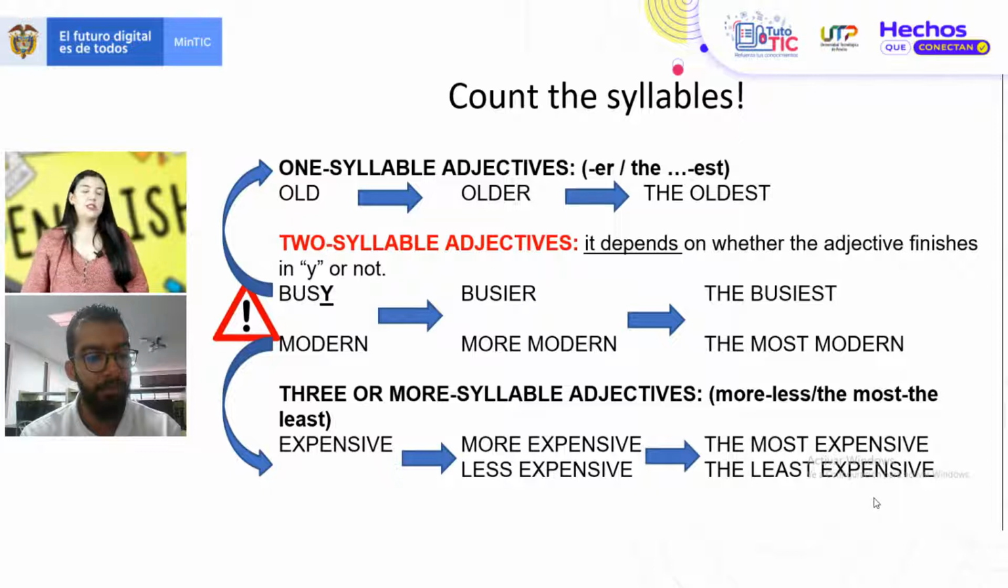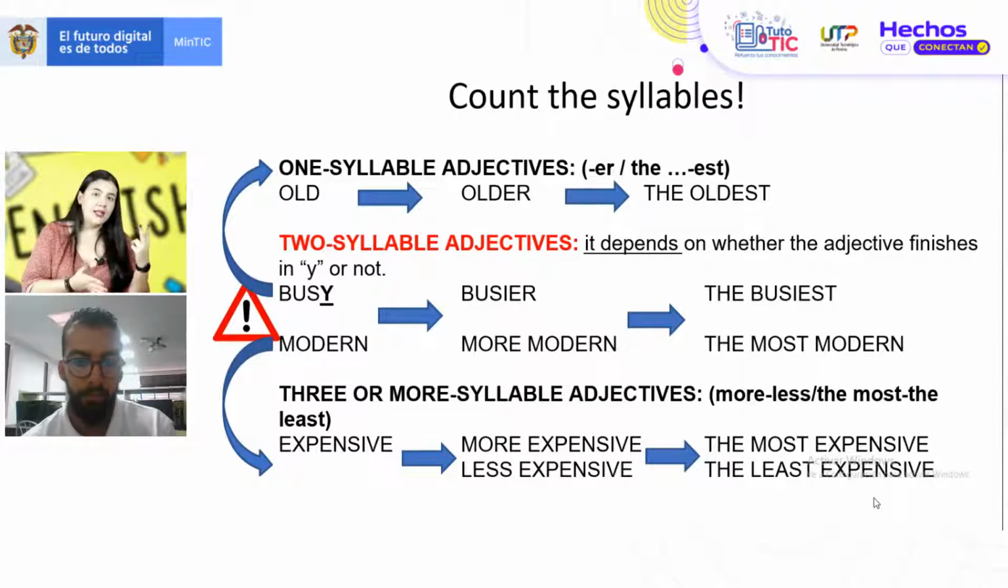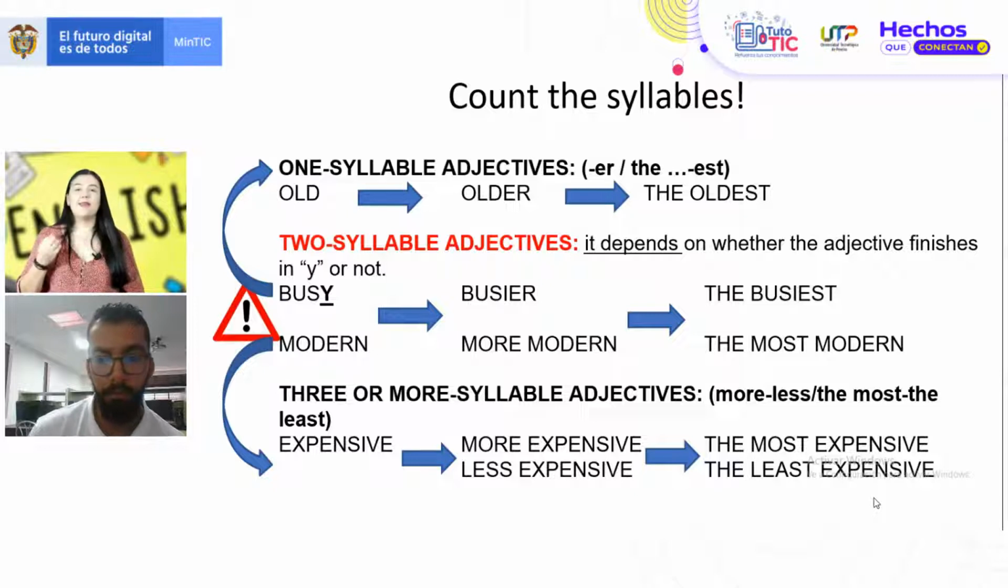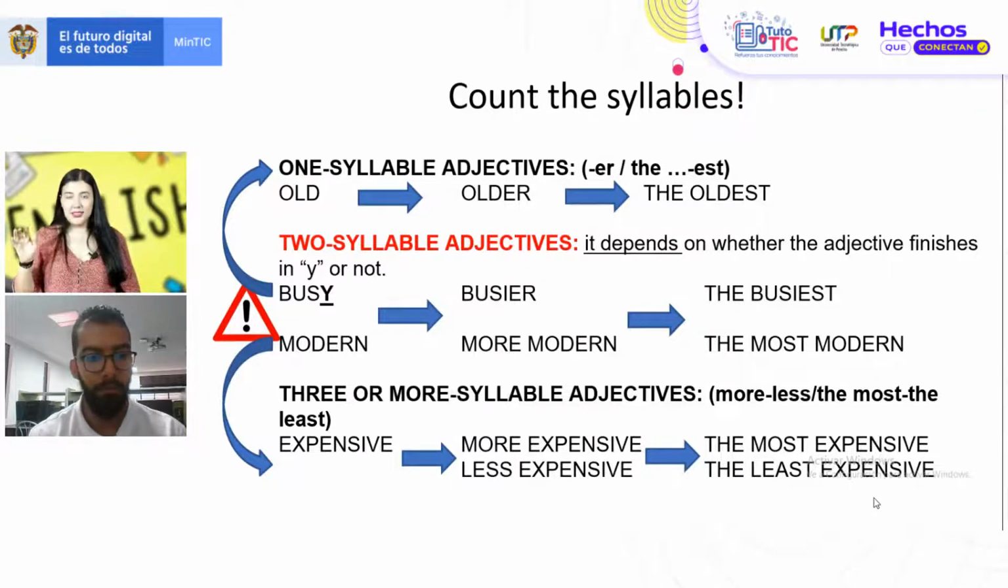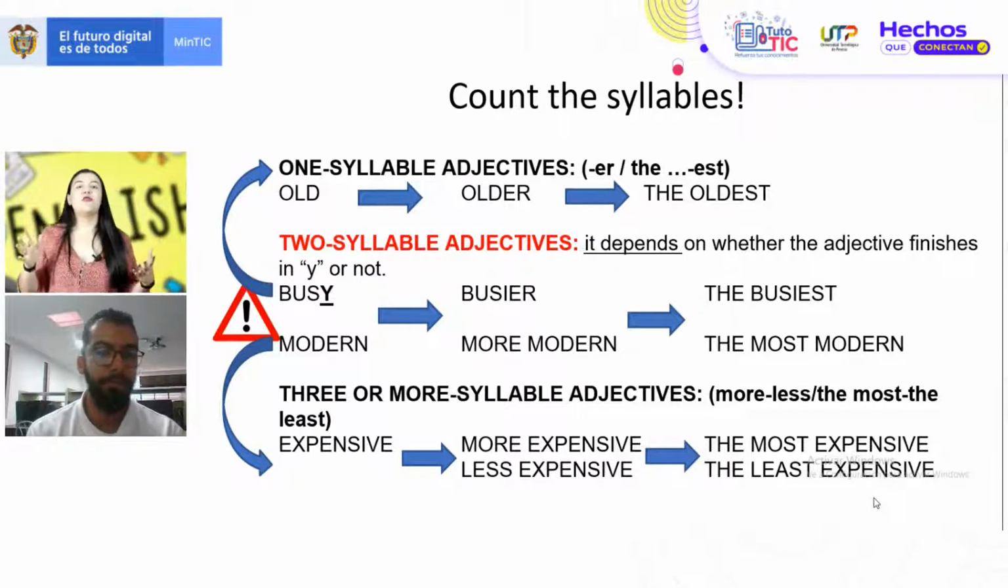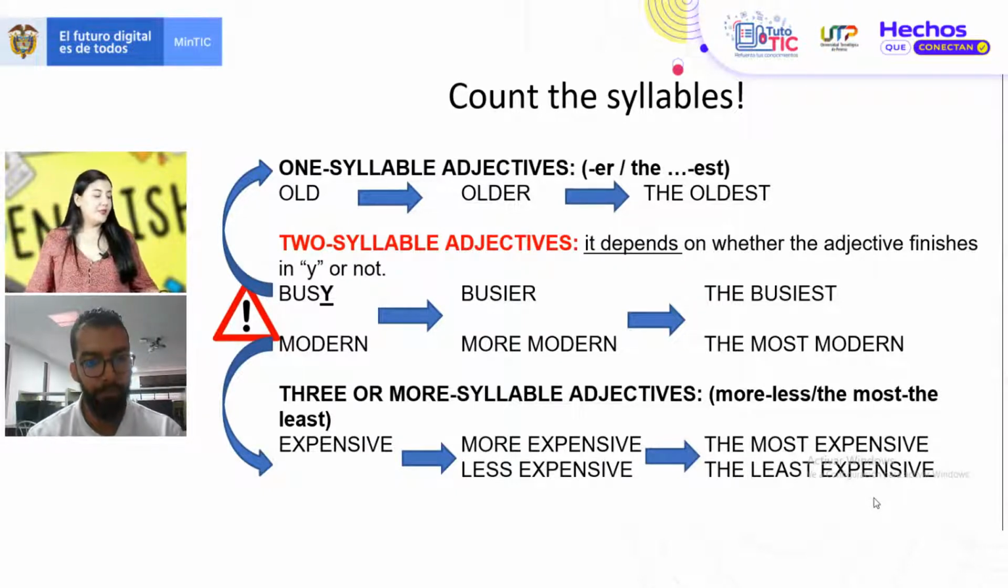Muy bien. Entonces tenemos allí tres reglas. Tres reglas, lo importante aquí es tratar de memorizarlas. La regla de una sílaba, la regla de dos sílabas, que se puede dividir en los que terminan en y y los que no, ¿cierto? Y la regla de tres sílabas o más. Esa es la clave, chicos. Así que juiciosos, tomen notica, pónganlo allí en un cuadrito para que lo puedan recordar.